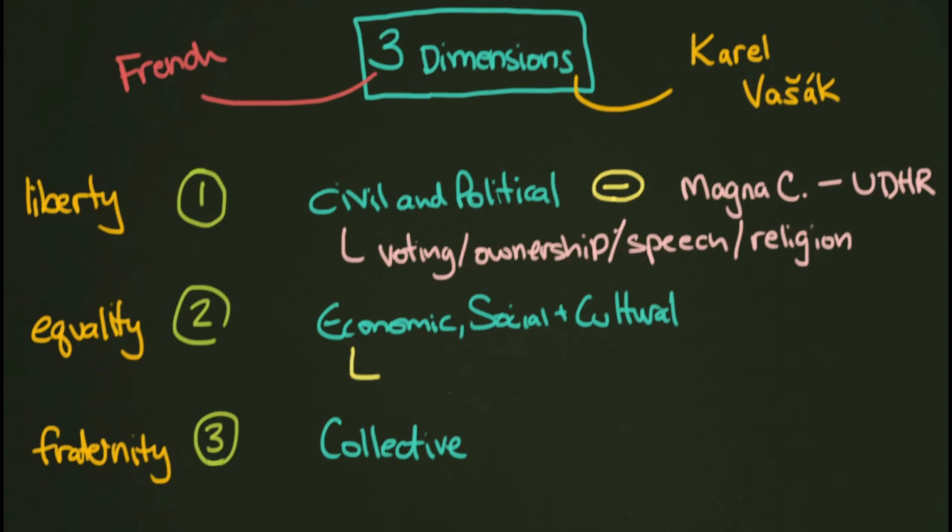Now we've got this second perspective, economic, social, and cultural. These are positive rights. If you remember what positive rights are, it means that the state has to jump in, or at the very least that the society has to jump in. These are things like education, concepts of housing, for example, or maybe employment.